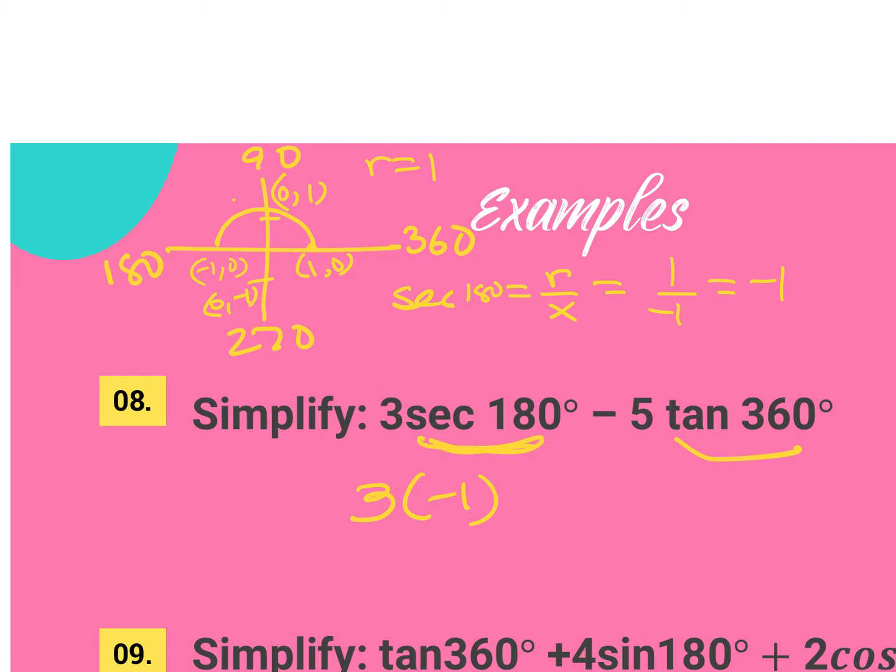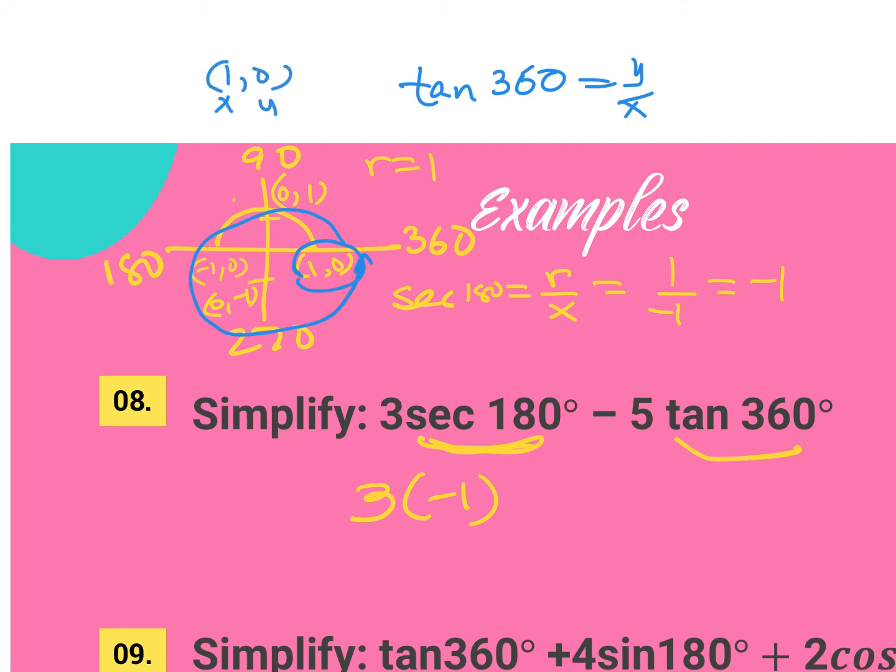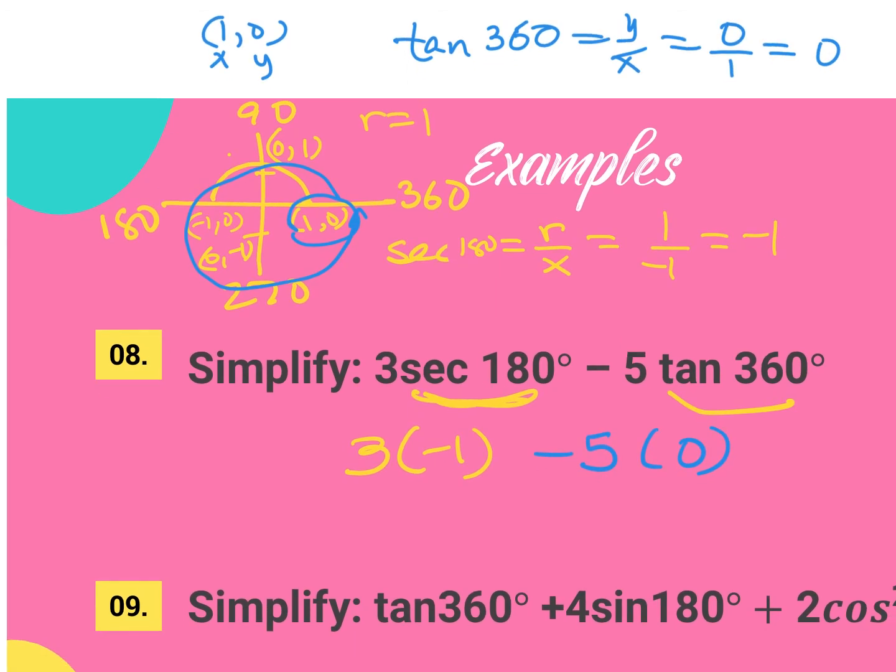Now I have to do the same thing for tangent. Tangent of 360, it would be this angle here. So this is going to be the order pair I'm using. For tangent of 360, remember that is going to be y over x. So 360, the order pair is 1, 0. That's your x, your y. So when I plug it in, 0 over 1 equals 0. So now here, I'm going to do 5 times 0. And I'm going to do the math here. 3 times -1, -3, minus 0. And the answer here is -3.